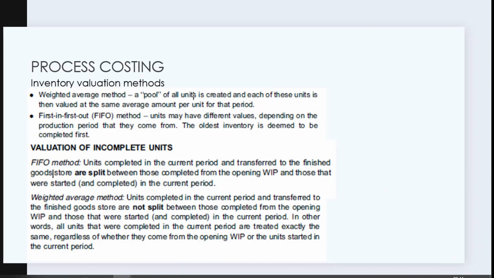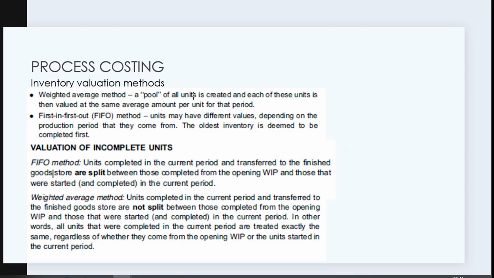Now we're looking at the inventory valuations. As we've been covering, and also probably covered in accounting, there are two valuation methods. One is the weighted average, and the second is the first in, first out. Under the weighted average, a pool of all units is created, and each of these units is then valued at the same average amount per unit for that specific period.